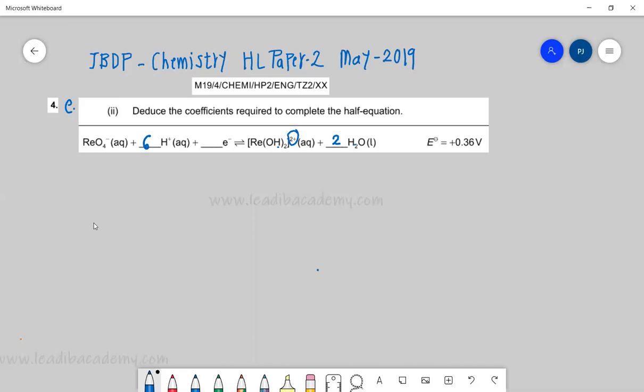So 6H plus, it means that to get the +2, we have to add 3 electrons. Okay, now let's see whether everything is getting matched. Charge is getting matched. Yes, oxygen, rhenium, everything is getting matched. Simple. Okay, so this is how you do the balancing. Okay, simple.